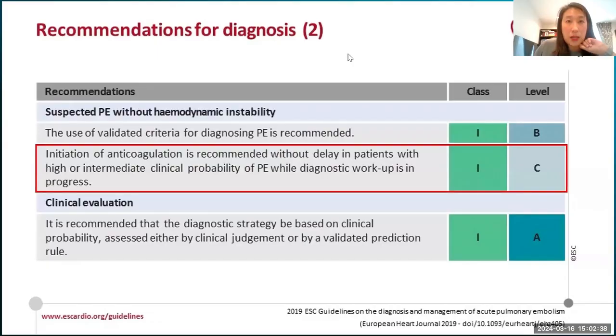Okay, so everyone correctly mentioned initiation of anticoagulation, especially if it's high or intermediate clinical probability. So what we're saying is if you suspect a PE and provided there are no contraindications, you should start low molecular weight heparin rather than just waiting for the CTPA, okay?